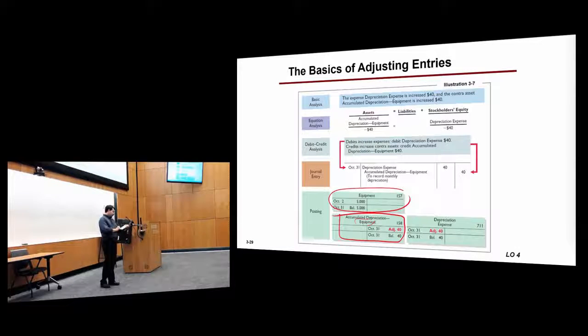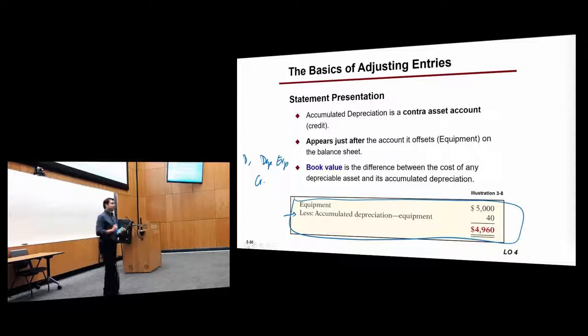Okay, and this is how it would look on the statement. Now it's better. So how does it look? You remember we have assets, right? We will be listing the assets. You have, for example, cash, accounts receivable, equipment, and then immediately after that asset, you include its contra asset. So you have equipment less accumulated depreciation for equipment.